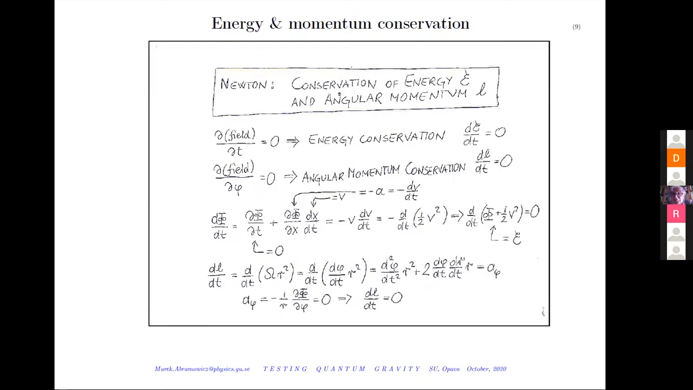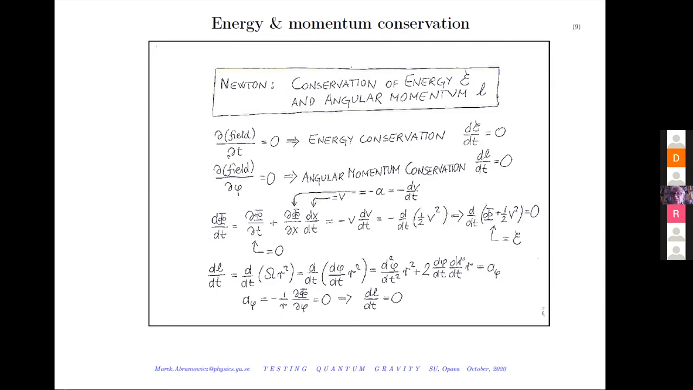Topologically exact. Conservation of energy is, of course, very similar in Newton's and Einstein's theories. Namely, if the field is time independent, then energy is conserved. And when the field is independent of azimuthal angle, then angular momentum is conserved. The idea is that the same will hold in a wide class of quantum gravity theories.